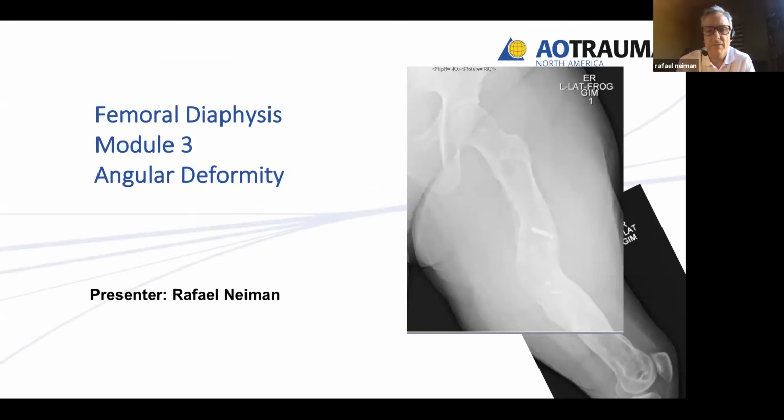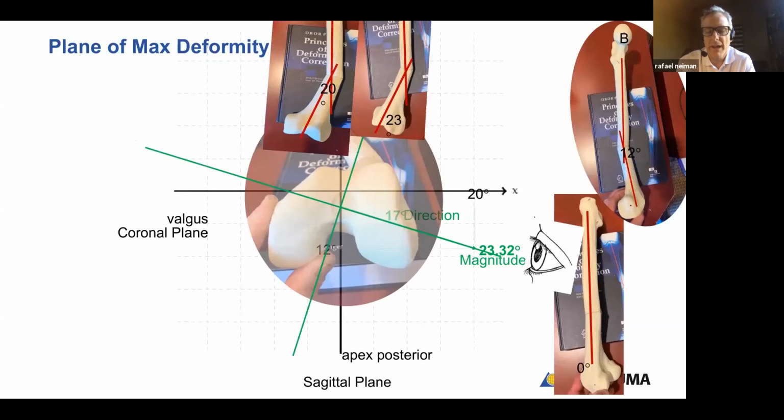I shared with you on Saturday some of the aspects of angular deformity correction, and with that, I had a couple of key points. One of them was that you need to be able to determine your maximum and minimum plane of deformity in order to achieve your correction. So you can't do an angular correction if you are not in the right plane. So we went through some of the steps and how to determine that maximum and minimum deformity.